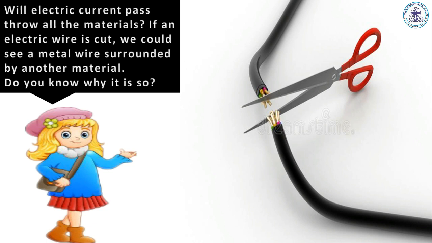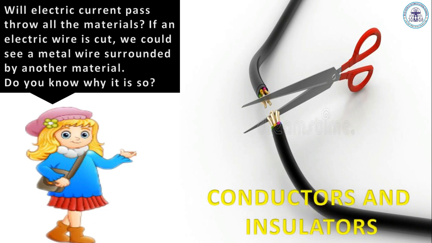Will electric current pass through all the materials? If an electric wire is cut, we could see a metal wire surrounded by another material. Do you know why it is so? Because it preserves the wire material against environmental threats and resists the electrical leakage. Let's learn about what are conductors and insulators.